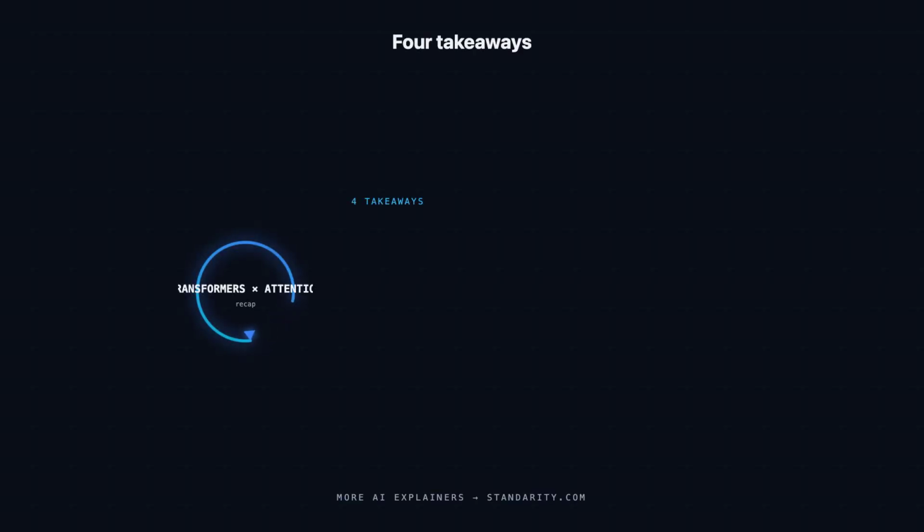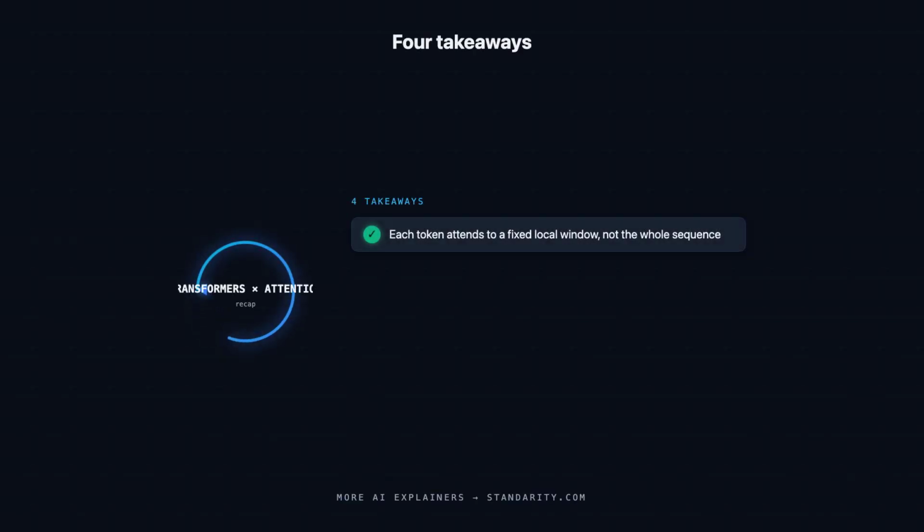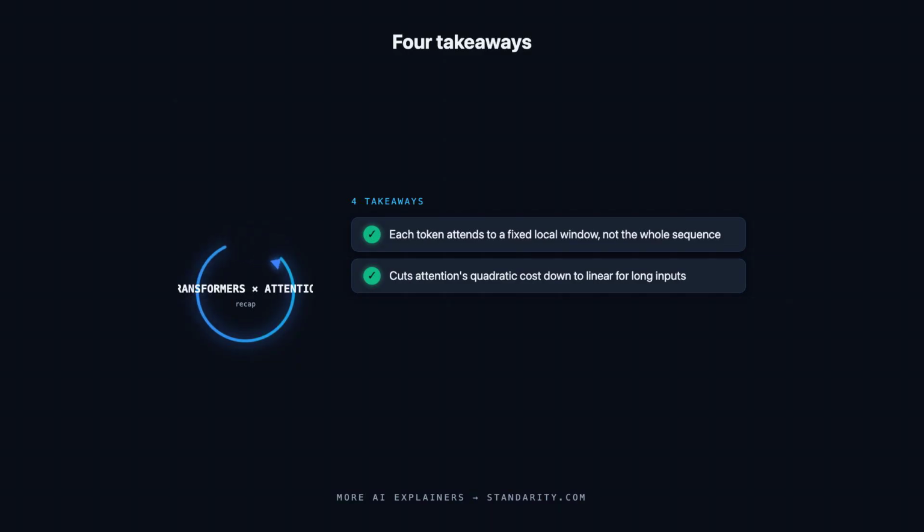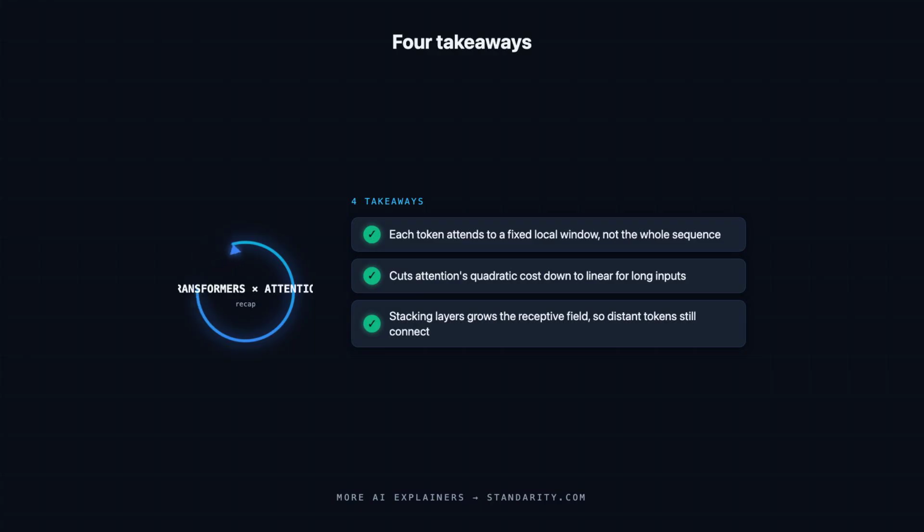Alright, let us lock in the essentials. The window pattern restricts each token to a fixed neighborhood of nearby tokens instead of the entire sequence. That cuts attention's quadratic cost down to linear, which is what lets models handle very long documents, books, and code bases efficiently. Even though each layer only looks locally, stacking layers grows the effective receptive field, so distant tokens still influence each other across depth, much like the way stacked convolutions widen their view.